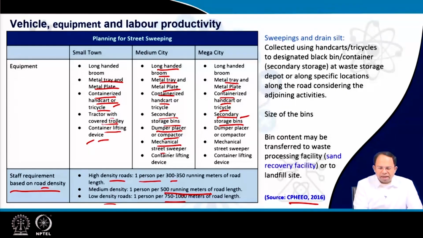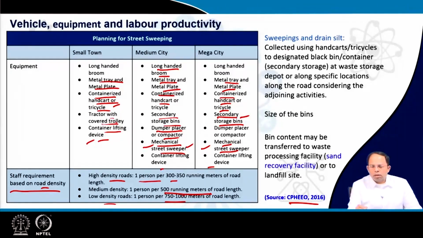Whereas we can also have mechanical street sweepers in both medium and mega cities, and the rest are more or less the same. So that means mechanical sweeping is only possible in larger cities where we have wide roads and proper, planned ROWs, whereas in small cities we don't usually have footpaths or properly planned ROWs, and the roads are too thin. So it's better to not go for mechanical sweeping there.